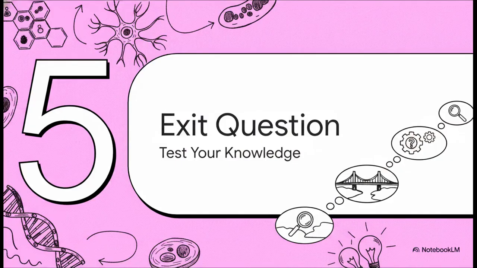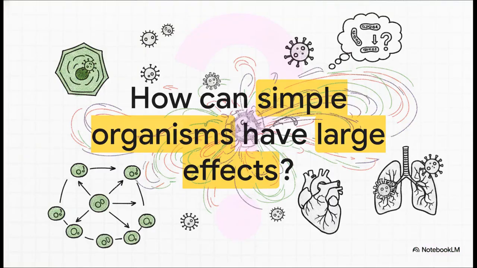Section 5. Exit question. Based on everything we've unpacked today, I want to leave you with one final thought to ponder. How can a microscopic, perfectly simple structure, like a single virus or a solitary bacterium, cause such massive, system-wide devastation to complex plants, vast ecosystems, and even global human populations? Think about the chain reaction. Think about how altering one tiny structure can cascade into the total destruction of a massive function.